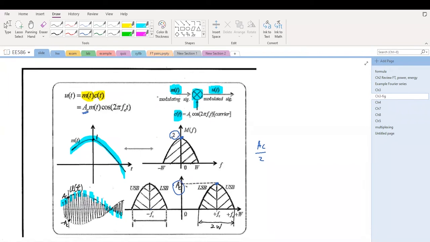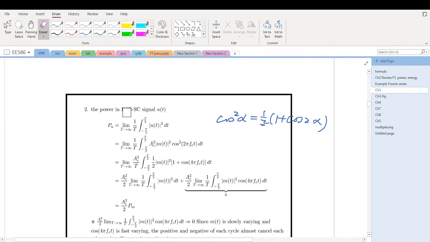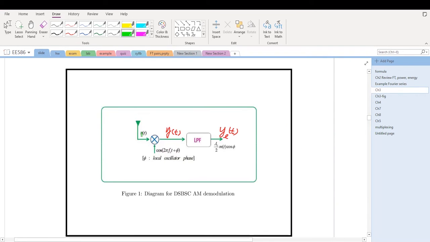We can see the bandwidth of the modulated signal is 2W, and the carrier is suppressed. There's no carrier transmitted in the modulated signal unless there is a DC component in the message. This component of the carrier is due to the DC component in the message. The power in the modulated signal for the DSB-SC signals is half Ac squared multiplied by the power content in the message.